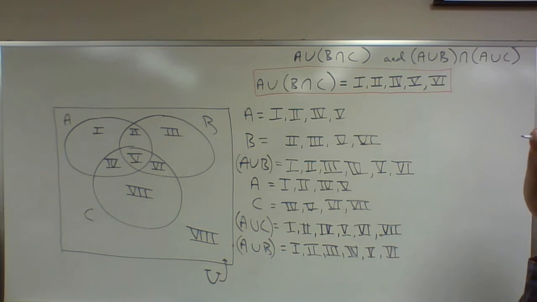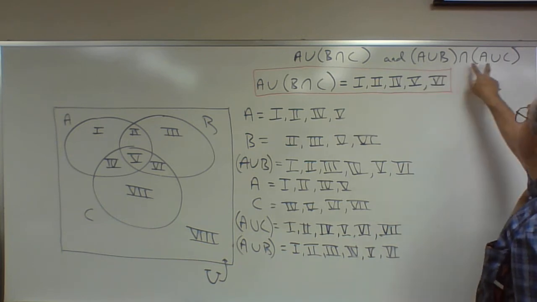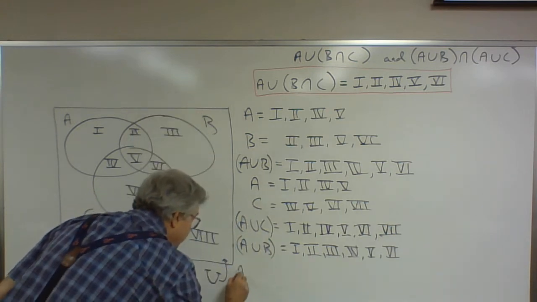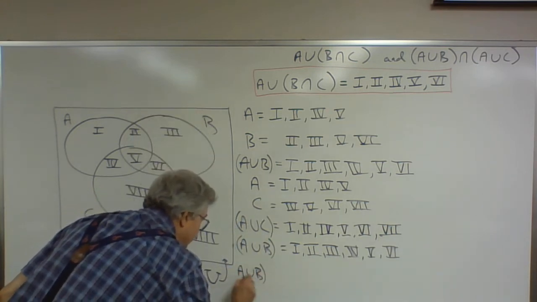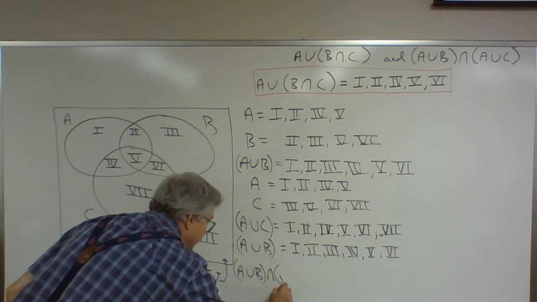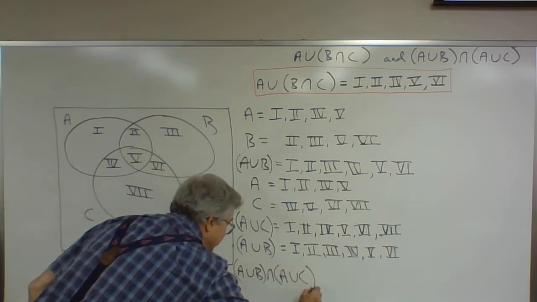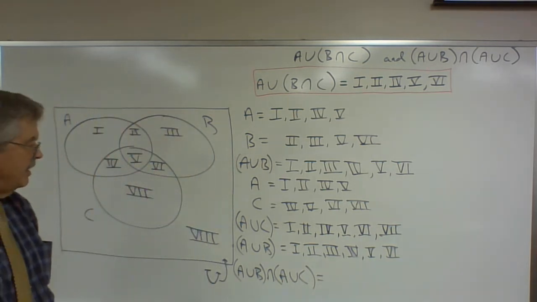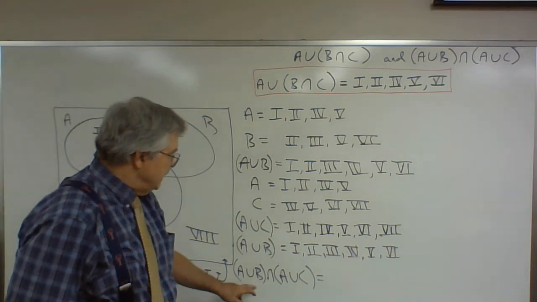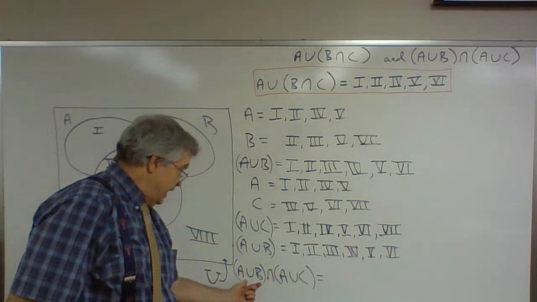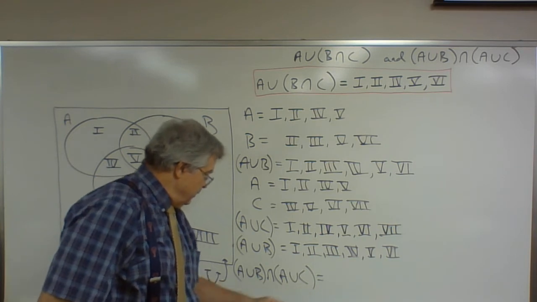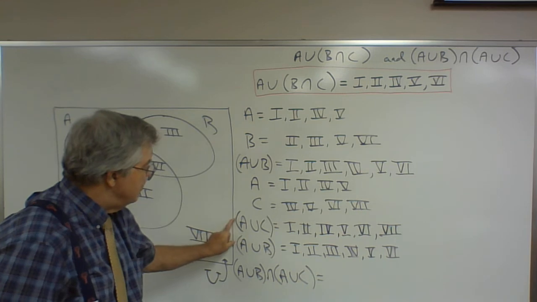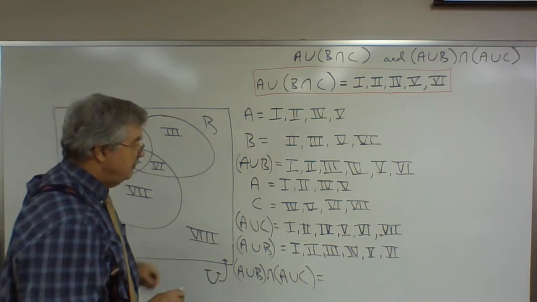And we're looking for the intersection of A union B and A union C. So this is what we're after. A union B intersect A union C. This is the set of all elements that are in both A union B and A union C. To be in this set, they have to be in both of these sets. So let's see.